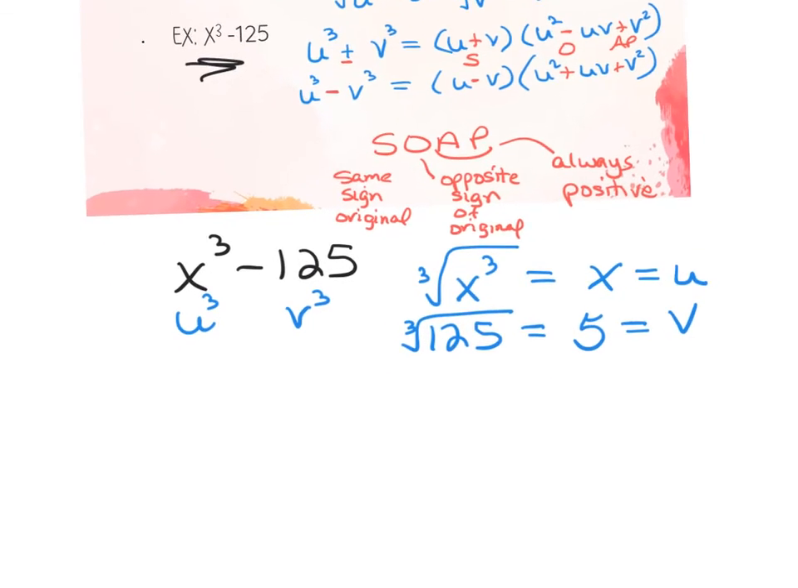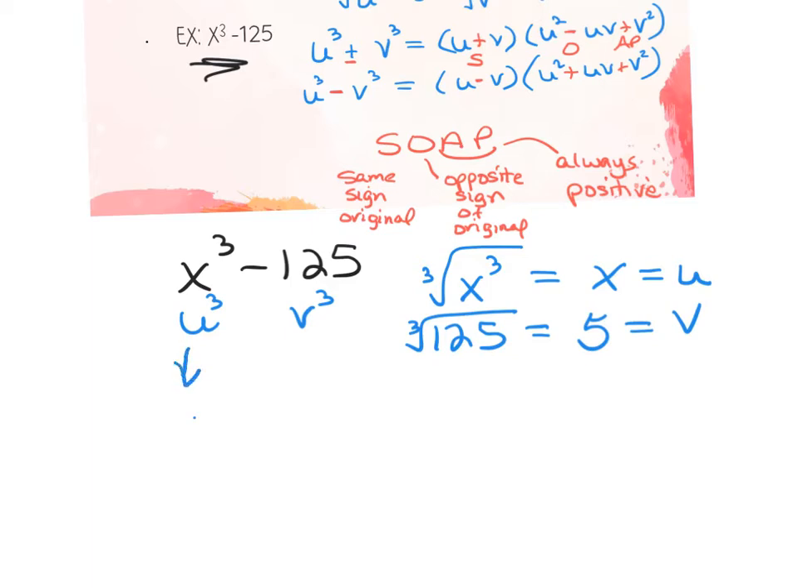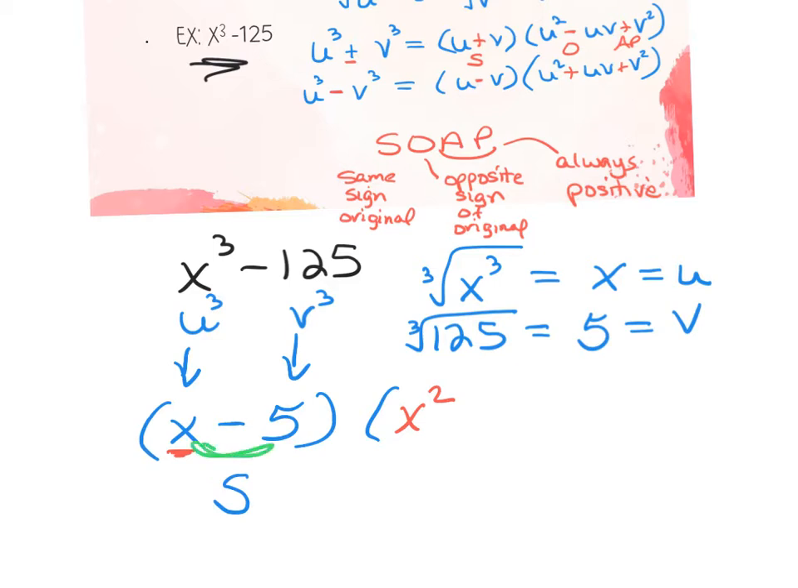So essentially, all you're doing here is finding the cube root of x, the cube root of 125, keep the same sign. So here we go with SOAP. Then in the next parentheses, you're going to take the u, which was this, square it. Then the next term is this times this. But remember, we're doing SOAP, so opposite sign. And then lastly, the last term is this 5 squared, and it's always positive.